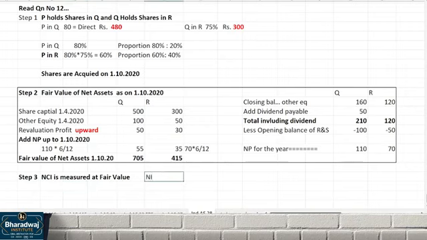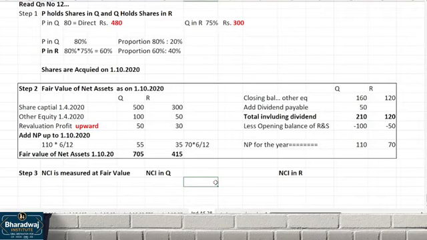We have got NCI in Q. We have to value NCI in Q, NCI in R, we have to value. How to value?